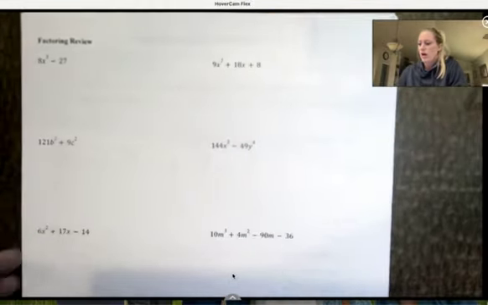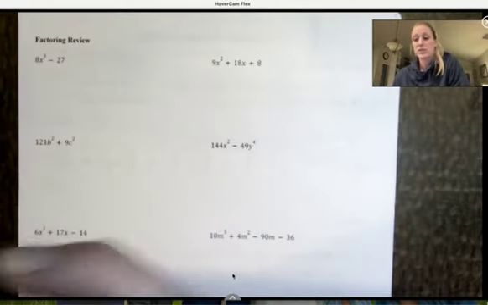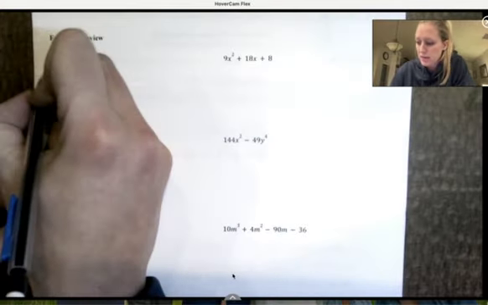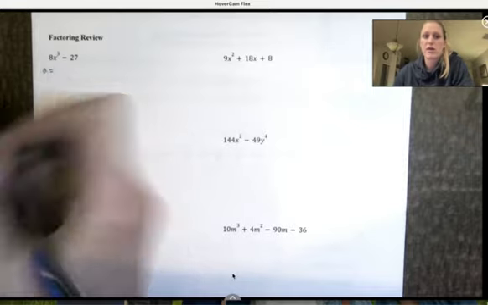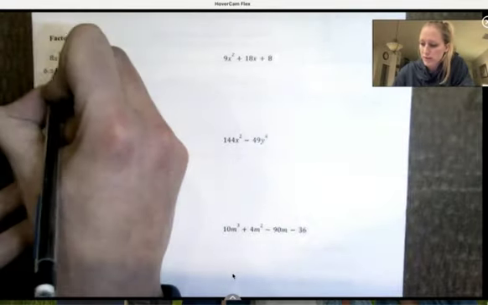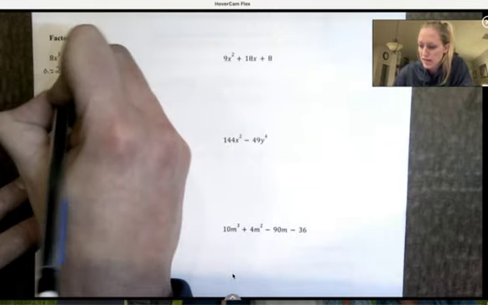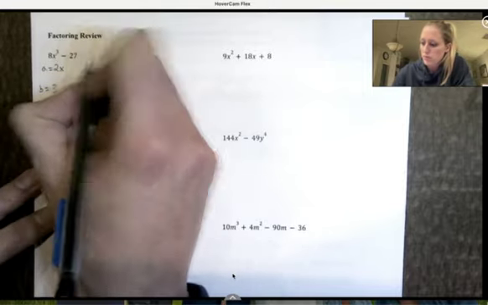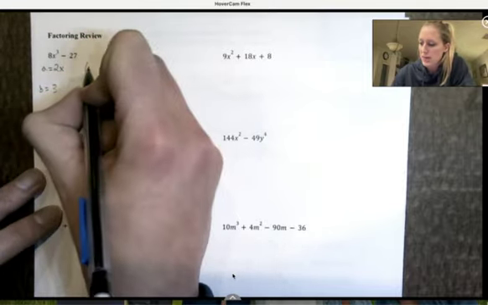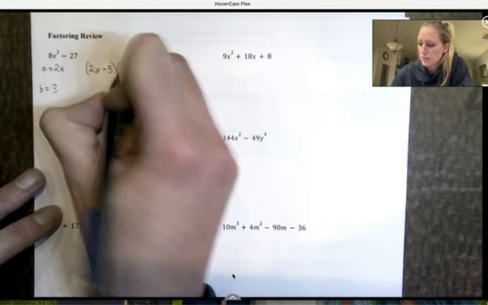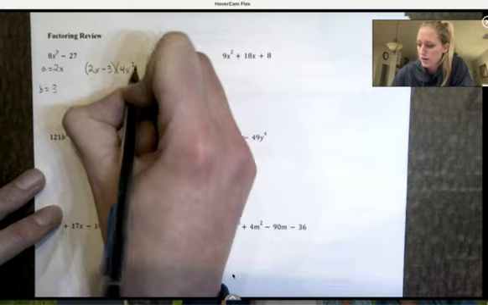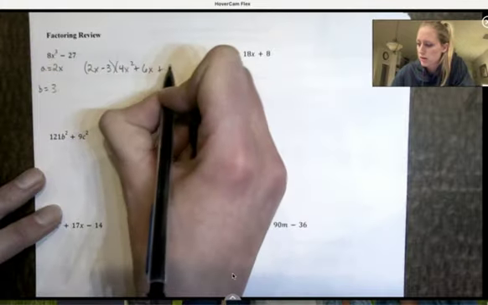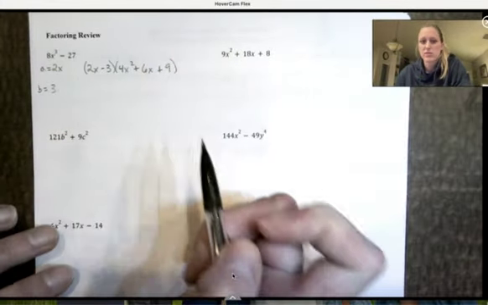I notice I have something cubed and it's 2 terms, so I'm thinking it's the difference of cubes. If that's the case, I need to identify what are a and b. In this one, what is the cube root of 8x cubed? The cube root of 8 is 2. The cube root of x cubed is x. B is the cube root of 27, which is 3. So I'm going to use my formula. Because it's subtraction, it's a minus b times a squared, which is 4x squared, plus ab plus b squared. And that is done, factored.